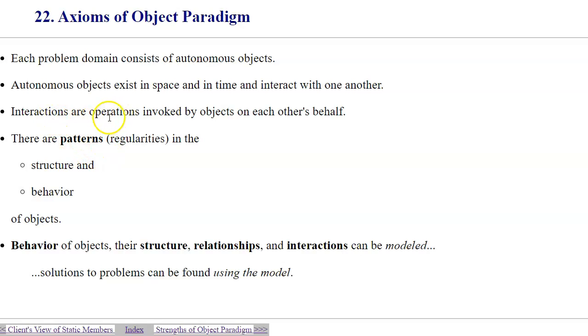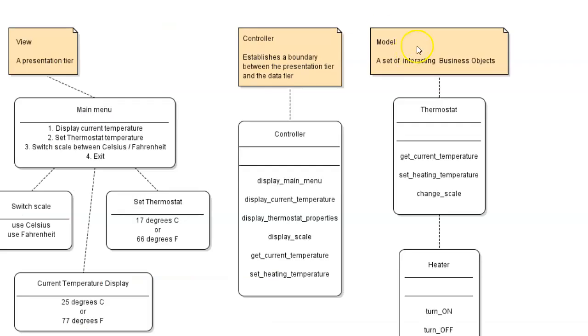So this is the demonstration of interactions and operations invoked by objects on each other's behalf. There are patterns or regularities in the structure and behavior of objects. These patterns can be actively sought, and for instance, one of the demonstrations that we've used was this model view controller design, which we said would be a great idea to use in graphical user interface applications as well as web-enabled applications, as well as any sort of distributed applications with graphical user interface.